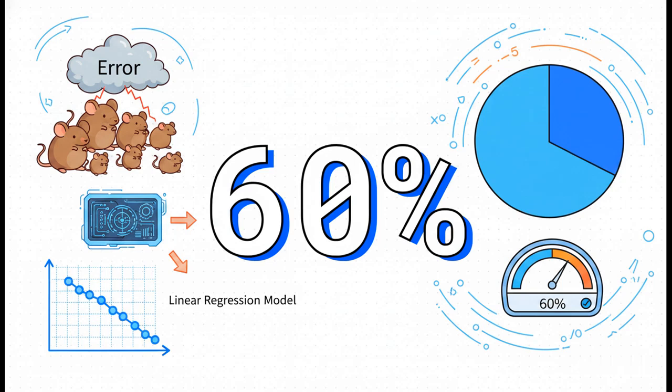Let's say we're trying to predict the physical size of a mouse. If we just guess the average size, we're going to have a lot of error. But if we input the mouse's weight into our linear regression model, the variance plummets. If our r-squared value is 0.60 or 60%, it means that knowing the mouse's weight completely explains away 60% of the variation in its size. That is a massive reduction in variance. The closer that number is to 100%, the more perfectly your input predicts your output.